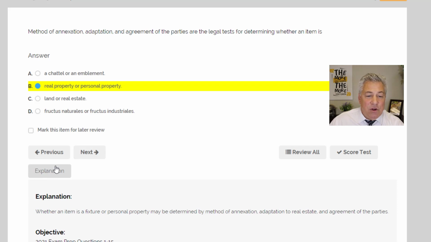Whether an item is a fixture or personal property may be determined by the method of annexation, adaptation to real estate, and the agreement of the parties.